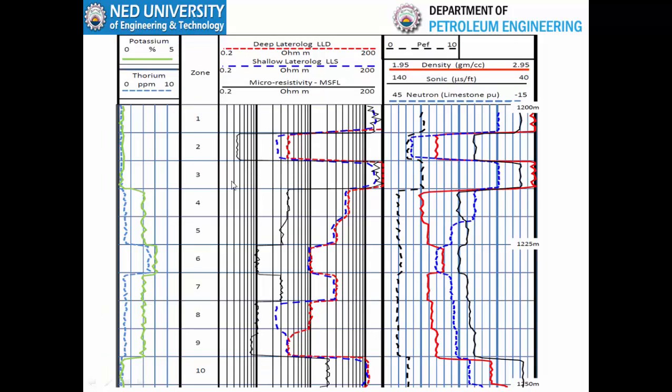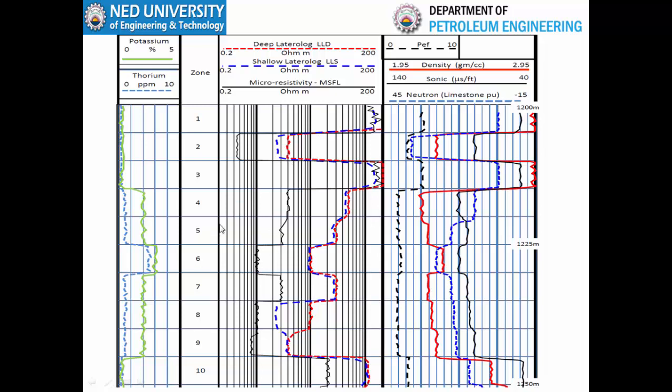So this is basically the resistivity log, and from the resistivity log you need to identify the hydrocarbon bearing zone, maybe you need to identify the permeable zone, maybe you need to identify the shaly zone. So these are some uses of the resistivity log, and we will see this in the coming slides.